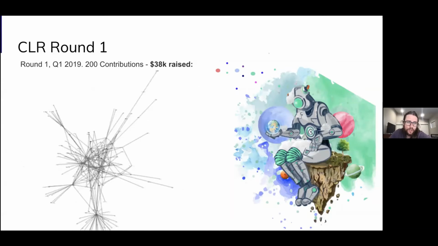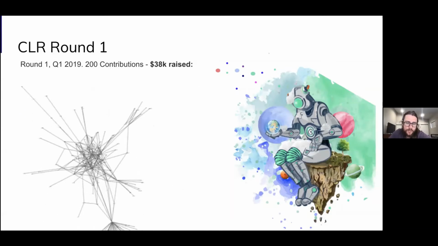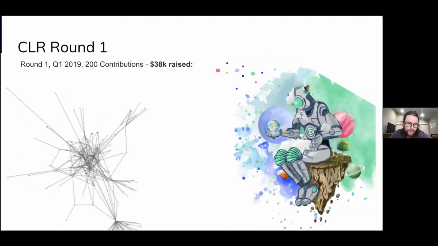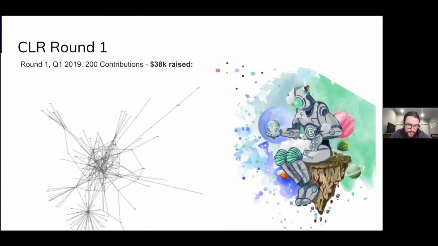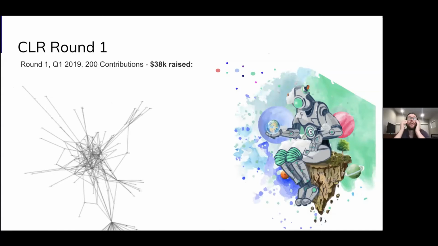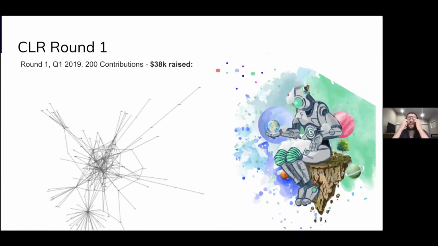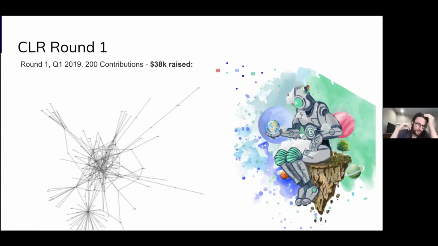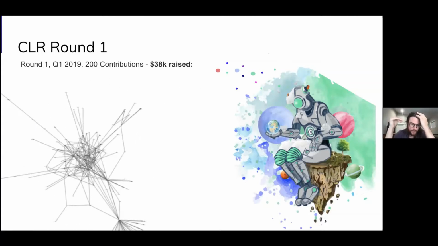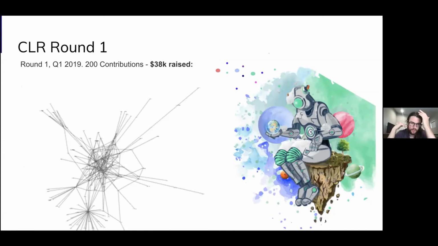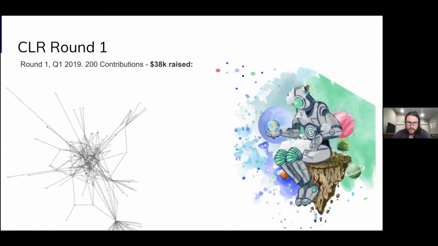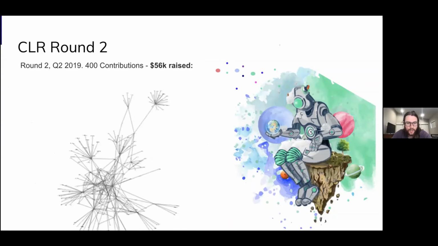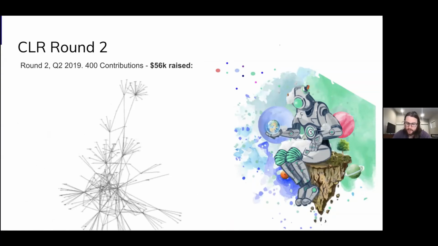I'm just going to walk you through what quadratic funding on Gitcoin has been in the past. Basically, round 1 in Q1 2019, we did about 200 contributions and raised about $40,000. And this graph that you see wiggling around on your screen is the preference map of all of the contributors to the projects. Every edge in that graph is a transaction, and every node is a user or a grant in the round. As I roll through this, you can see in round 2, when we raised 60K, that preference map graph gets a little bit denser.